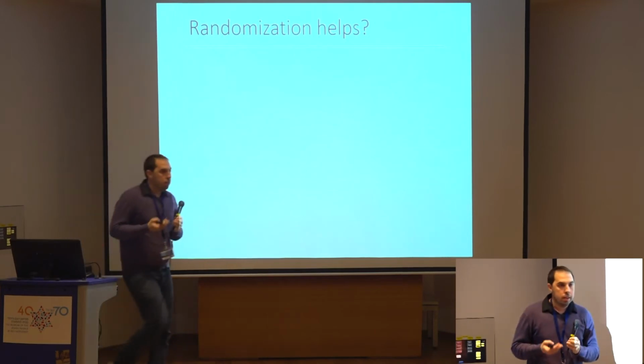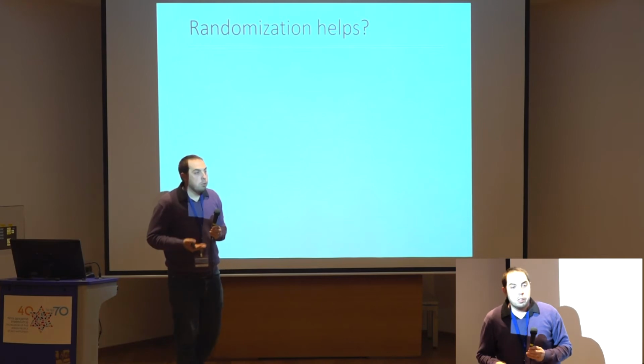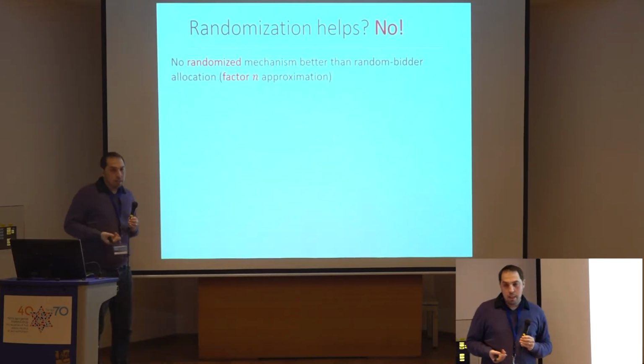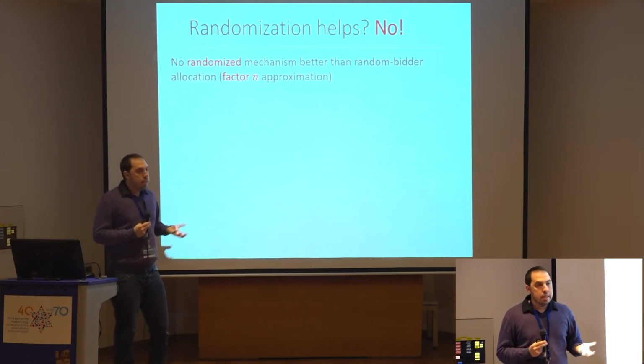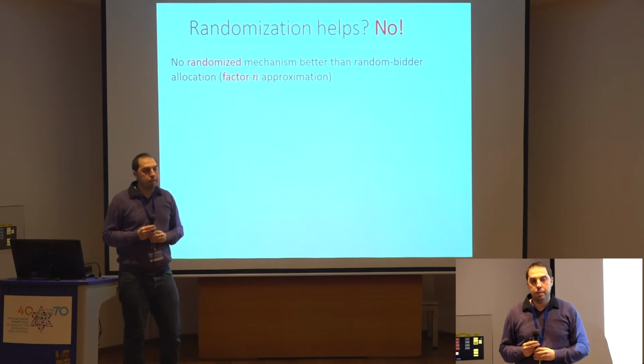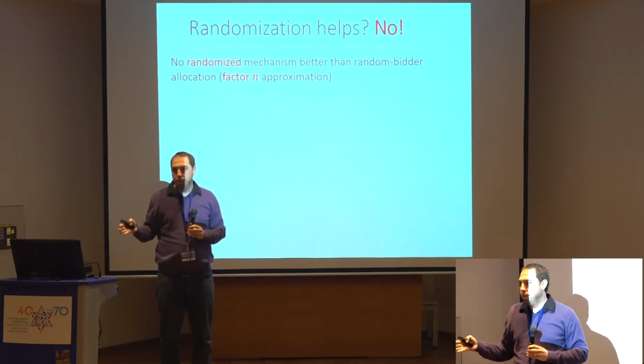So we saw a deterministic mechanism cannot have a good approximation. So the next natural question we ask, well, how about randomization? And unfortunately, there is an instance where any randomized mechanism must lose a factor of n in approximation, which means that we might as well give it to some random bidder.